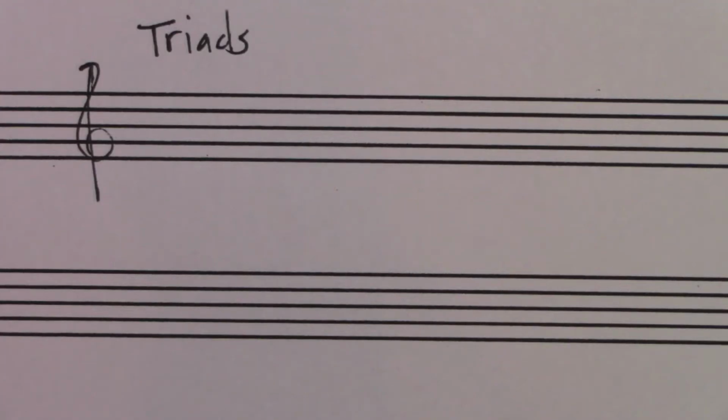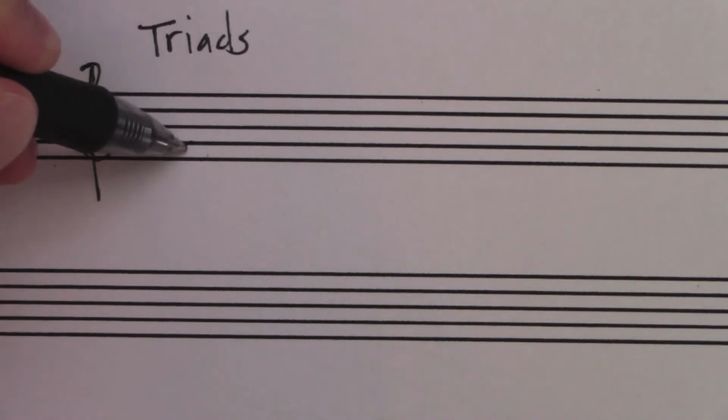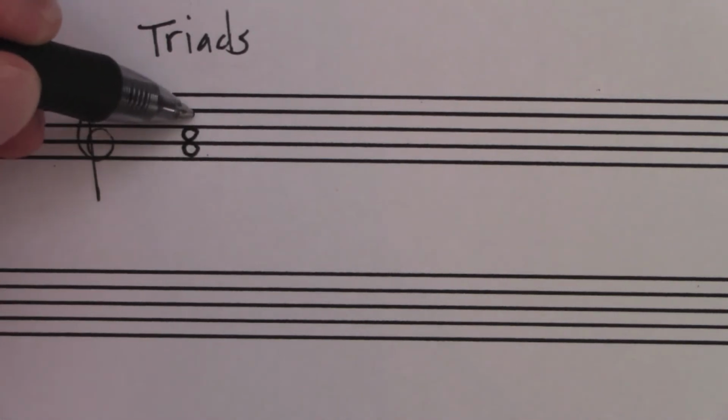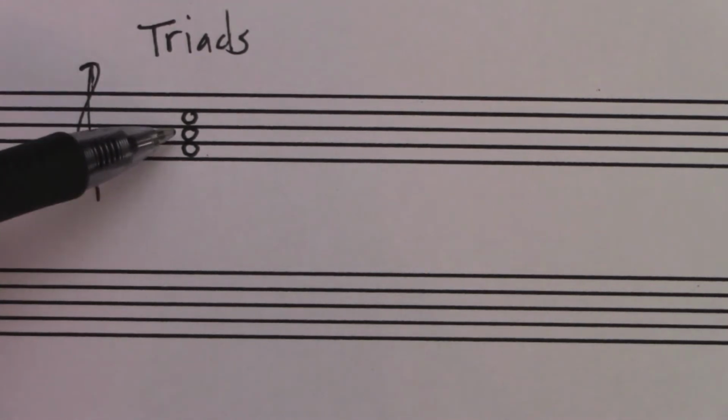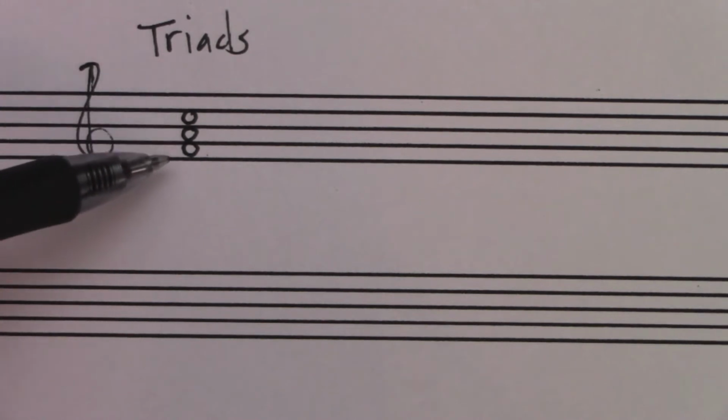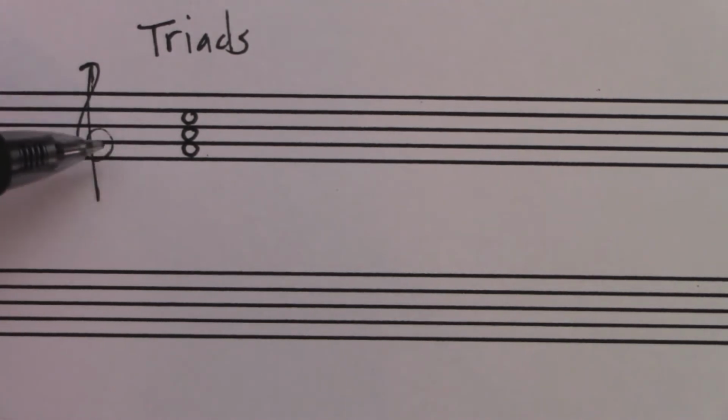Hey there. Today we are talking about triads. And like the name suggests, triads are made up of three pitches. Triads are a type of chord, okay? And specifically, they are three pitches built on the interval of a third.